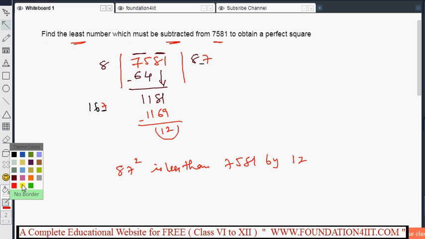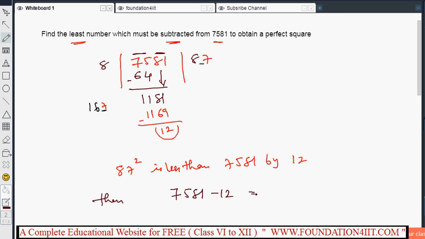Therefore we can subtract: 7581 minus 12, that is 7569. Now 7569 is a perfect square. So the least number is that 12, whatever extra is coming. This extra whatever will come, that we need to subtract. So that is finding the least number which must be subtracted from any number to obtain a perfect square.